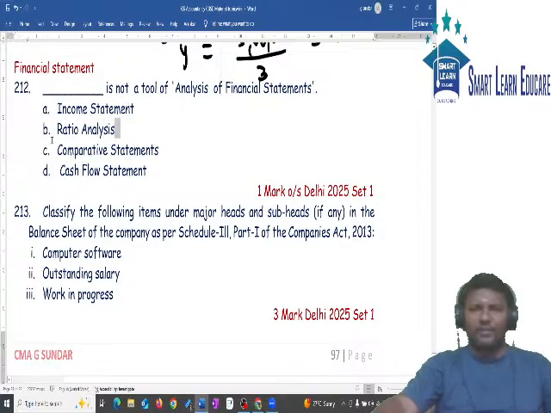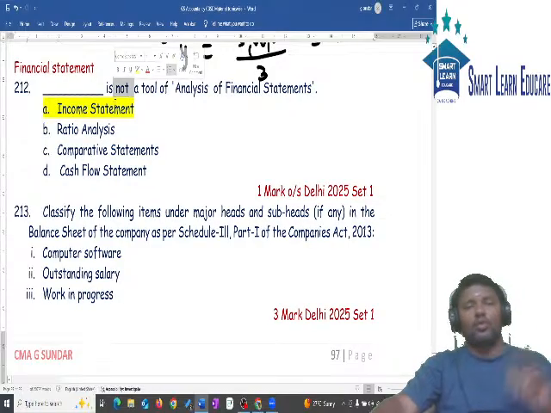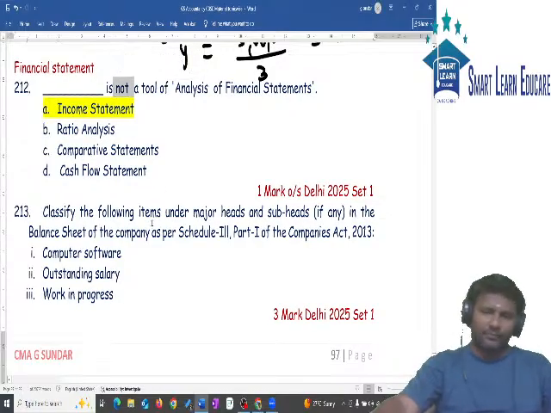Ratio is a tool of analysis of financial statement. Comparative is a tool of analysis of financial statement. Cash flow is a tool of analysis of financial statement. But what is the answer for this question? Income statement. Because here they asked what is not a tool of analysis of financial statement.